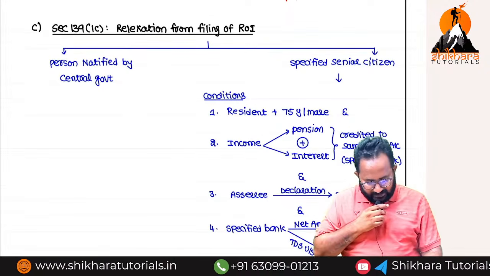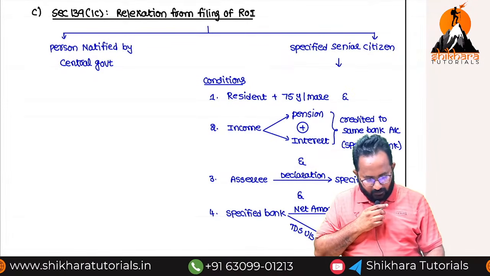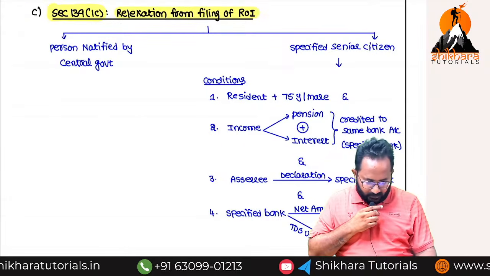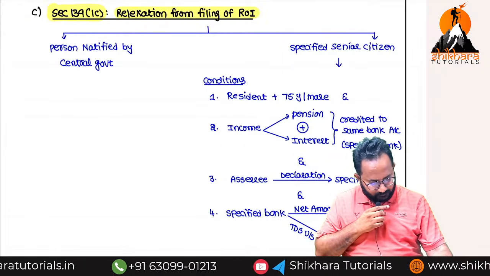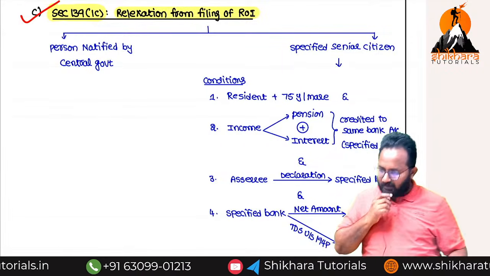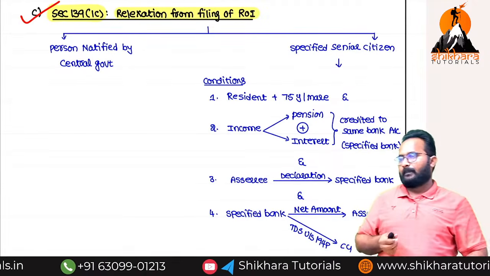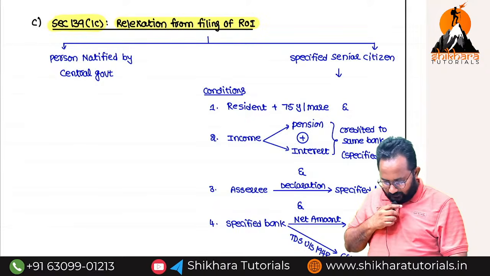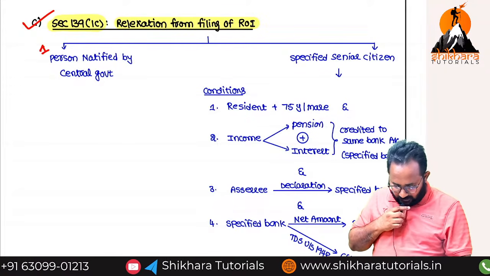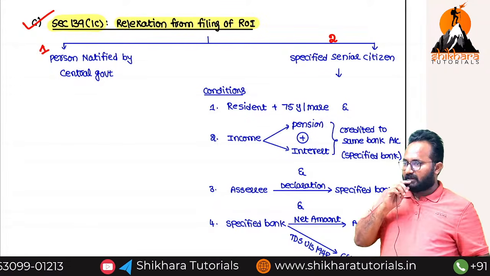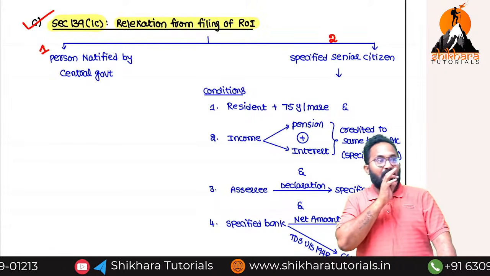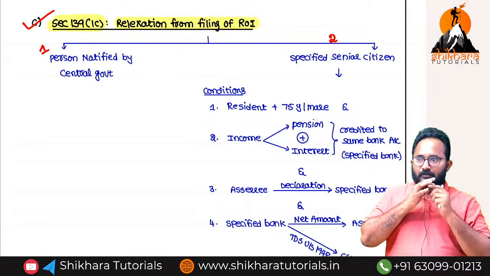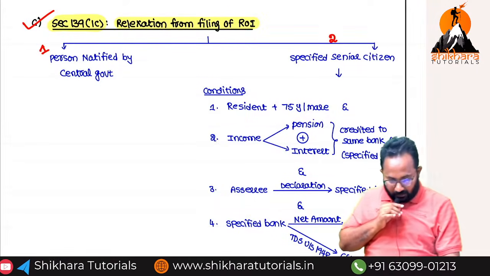So at 139(1C) now we want to take. In section 139(1C), relaxation from filing of return of income. Listen, in these two cases only, the central government can give the relaxation from filing of return. Yes, you are required to file the return, to be honest, but we are given the relaxation.